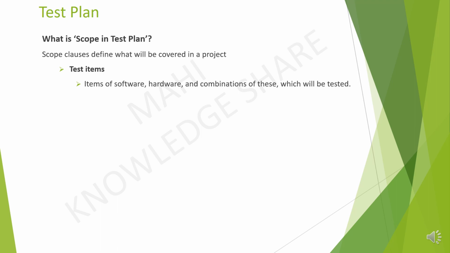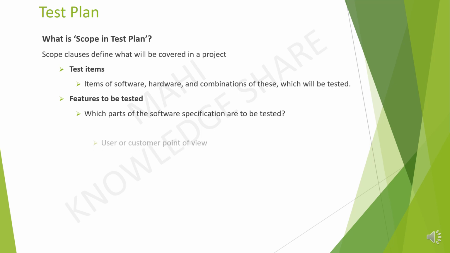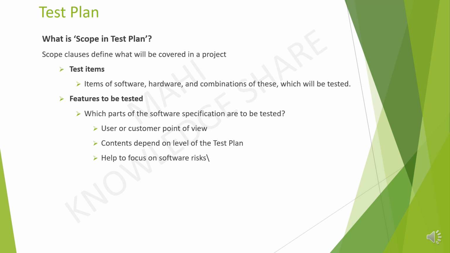Next is features to be tested. In this section, we will focus on which part of the software specification ought to be tested, like user or customer point of view. Contents depend on the level of the test plan, and it will help to focus on software risks.